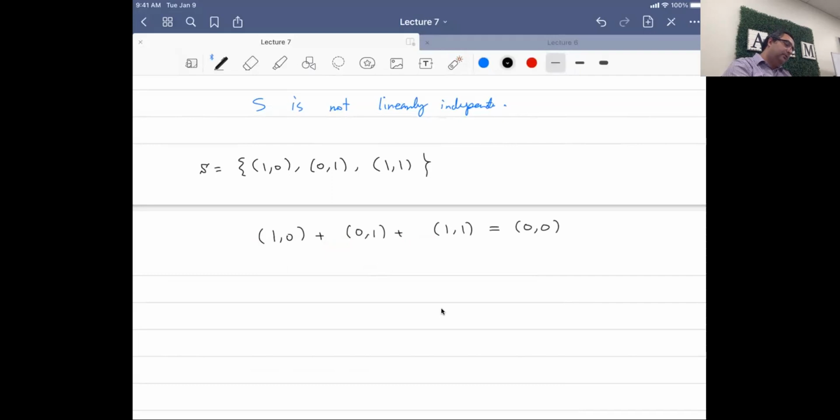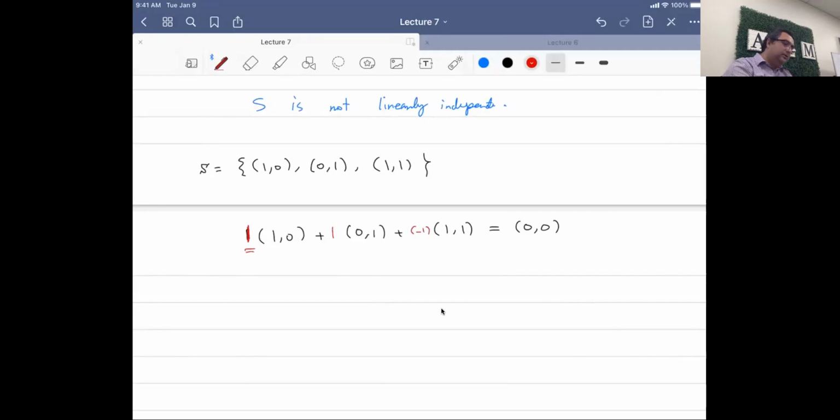How about I put 1 here? Can you find some other scalars? Because if you can, then that's it, right? This is giving me a non-zero combination. I already put non-zero there. So can you complete this? Can you find other scalars? Yeah, 1, 1, -1, correct.